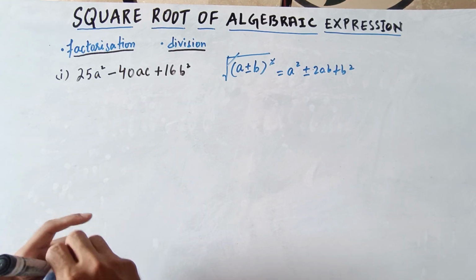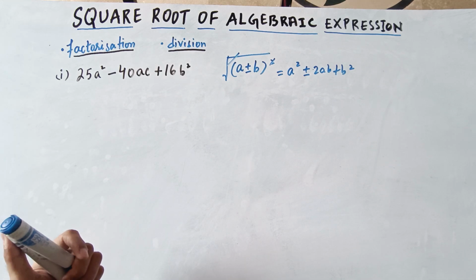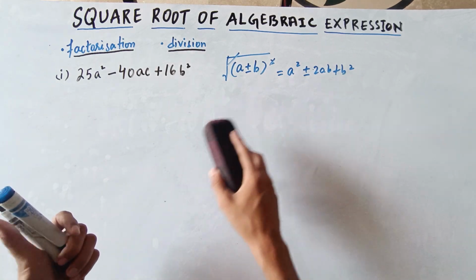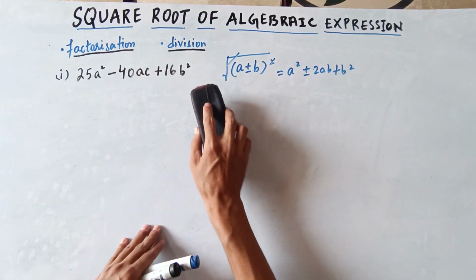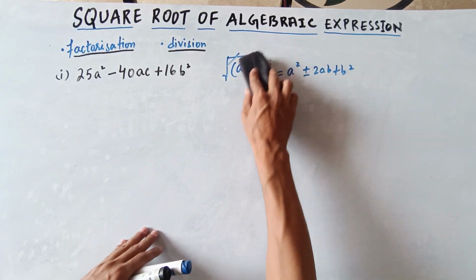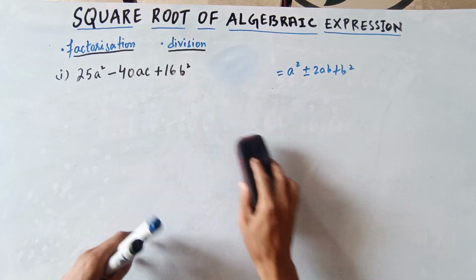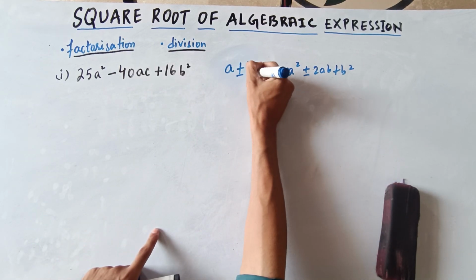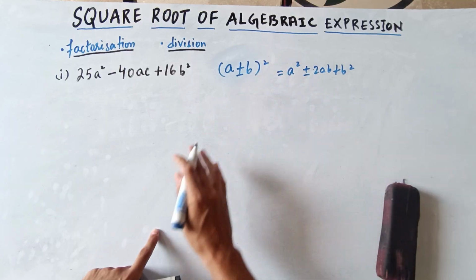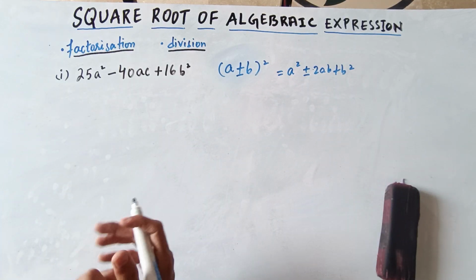There are methods to do it, as we have seen in the factorization topic, when we covered the factorization of algebraic expressions by using the identities. We have seen this. So now how will we do it? Let's start. First of all, check whether the first and the last term are perfect squares or not.